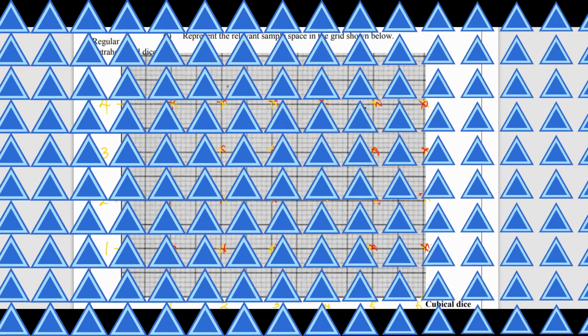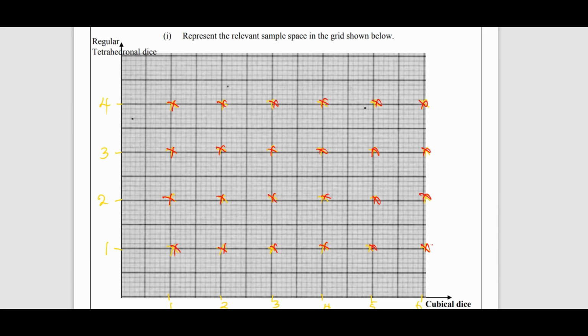There are no such conditions. They are tossing together. Then 1 and 1 could be found, 1 and 2 could be found, 1 and 3, 1 and 4. No matter. 2 and 1, 2 and 2, 2 and 3, 2 and 4. These all can happen. We have completed the grid.